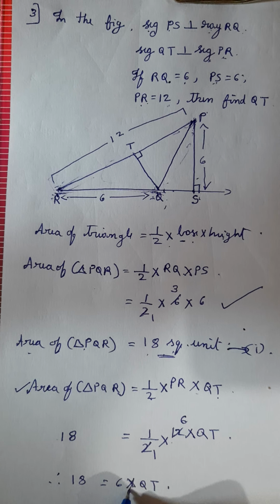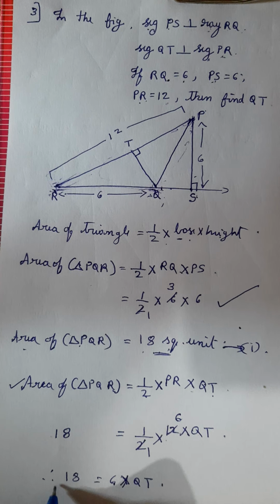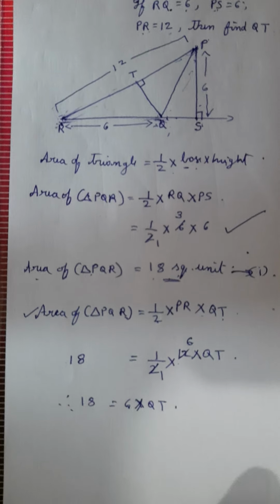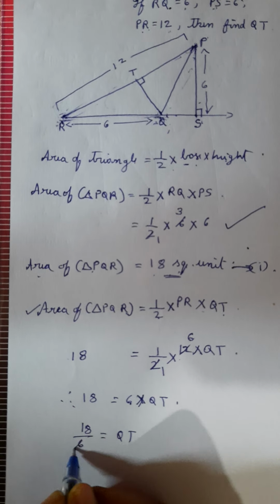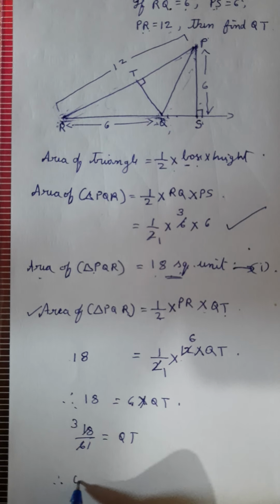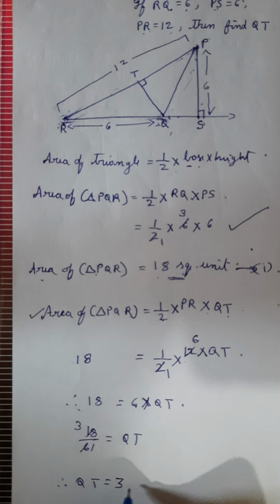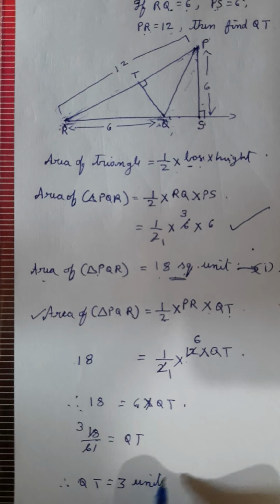Now this is multiplication. While taking this 6 to the left hand side of the equal sign, what happens? It divides. And here QT remains. 6 ones are 6, 3 times. Therefore QT is equal to 3 units. Okay.